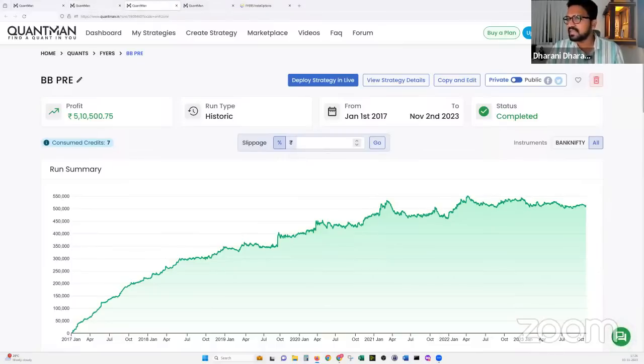7 years back there was weekly expiry, but in Nifty there was no weekly expiry. From 11th of March 2019 we have weekly expiry on Nifty, but in Bank Nifty we had it very early. So now I'm just going to copy and edit.